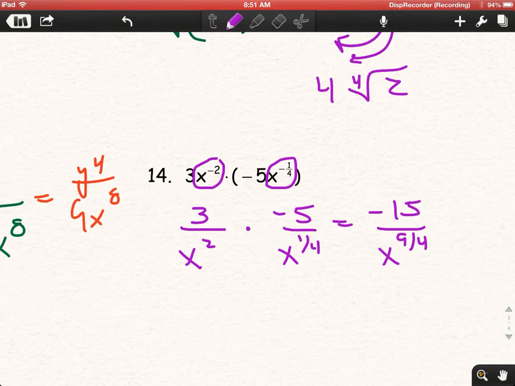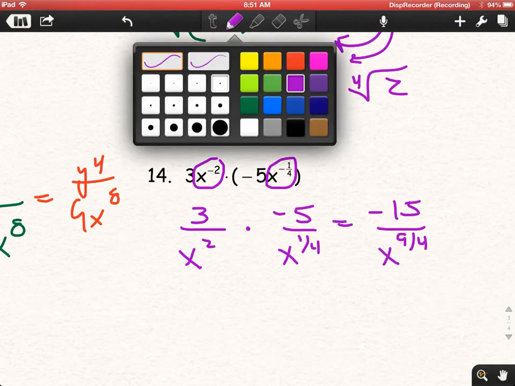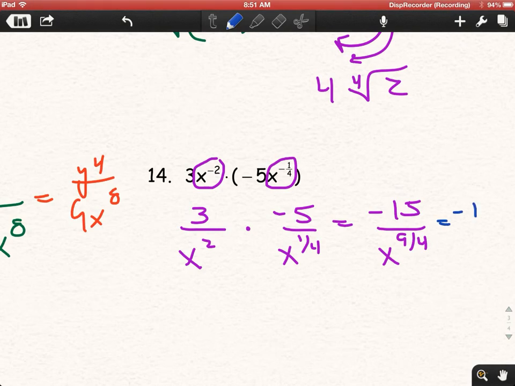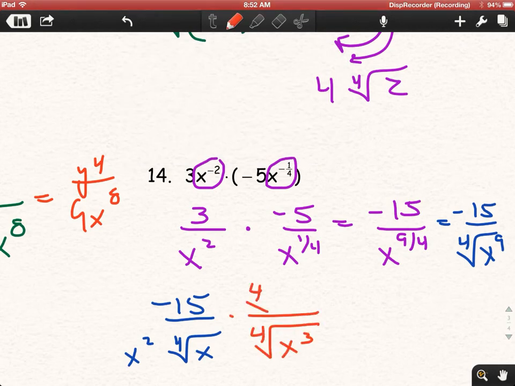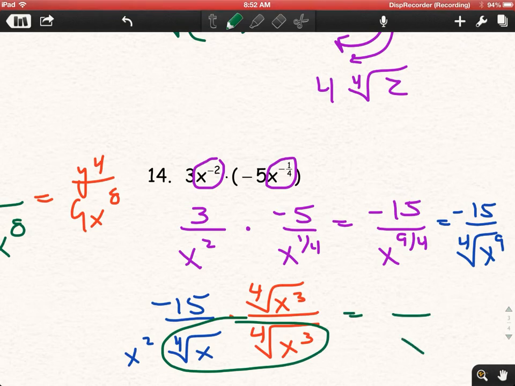9/4 in the denominator. And if I wanted to change that, I could call that the 4th root of x to the 9th. That can be simplified into x squared 4th root of x. And so now I need to rationalize with the 4th root of x cubed, 4th root of x cubed. And so all of this generates a single x, and therefore x to the 3rd power in the denominator, 4th root of x cubed in the numerator.